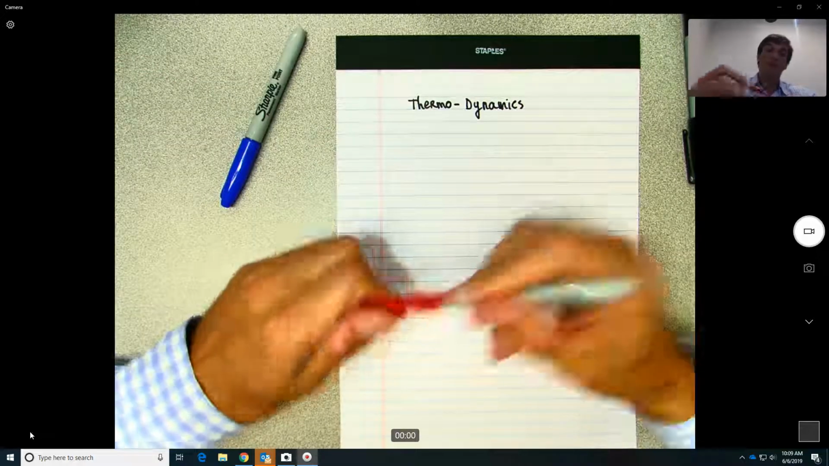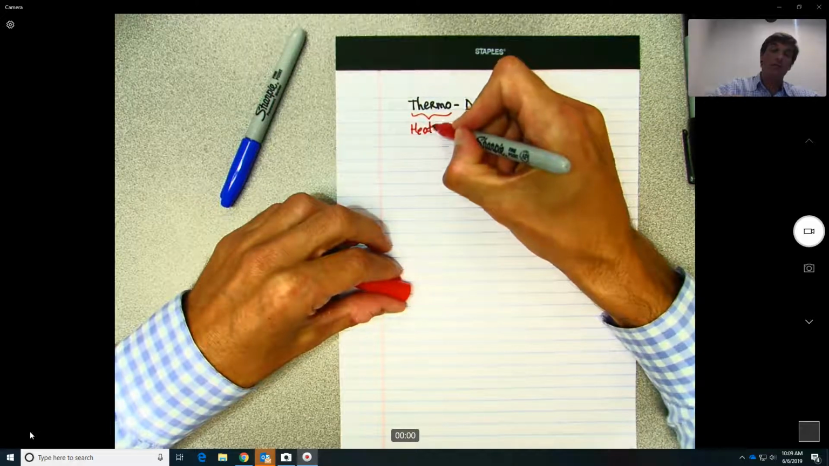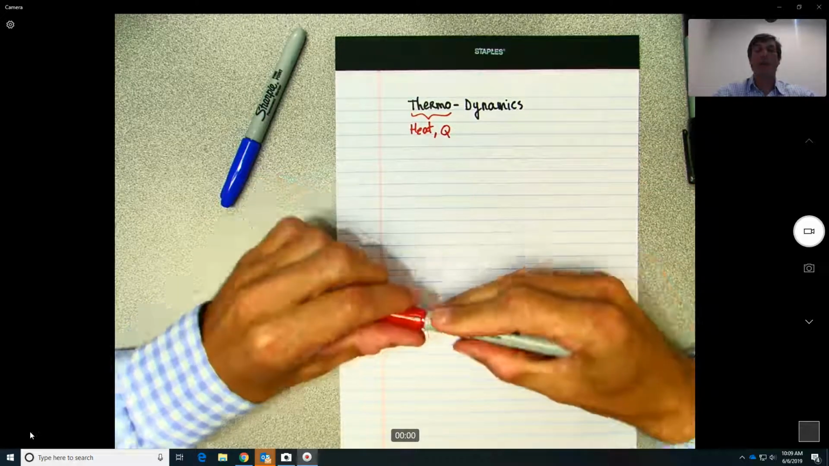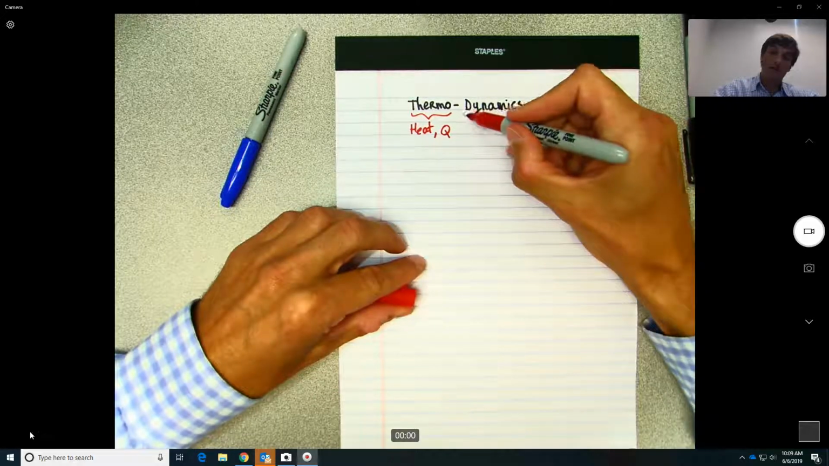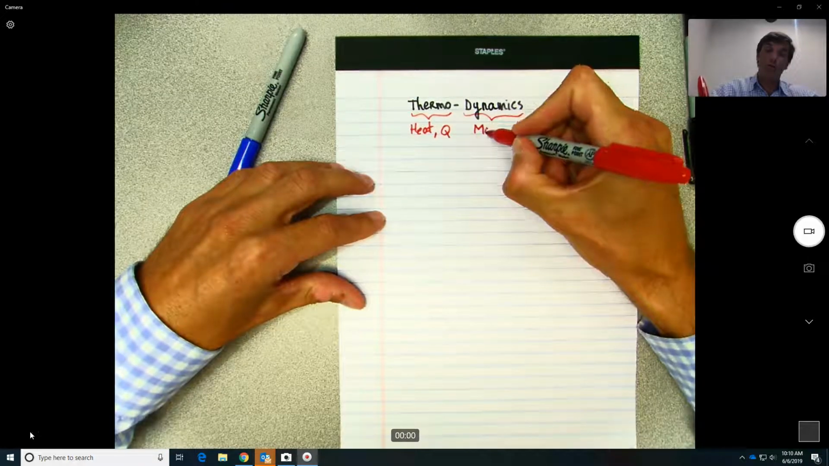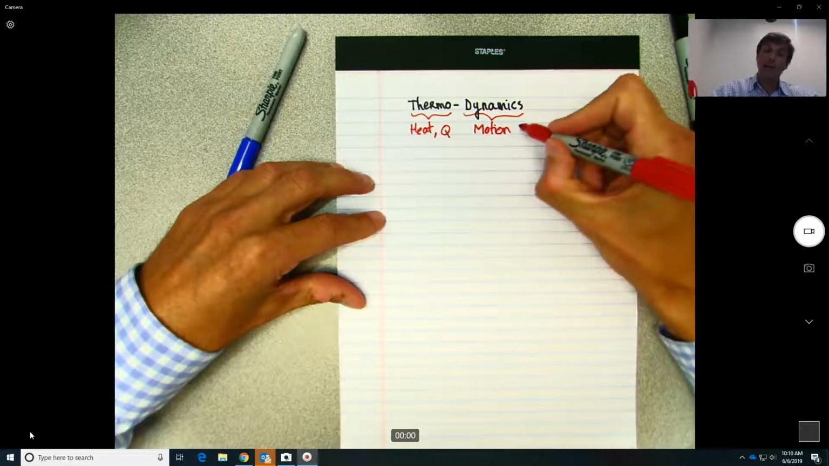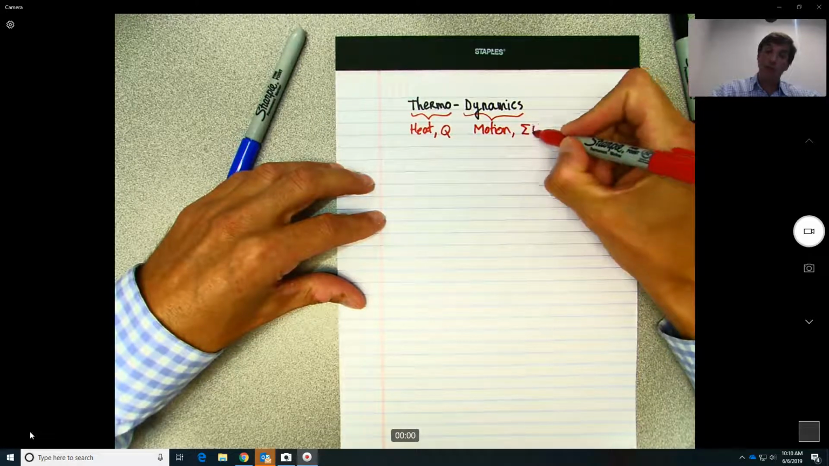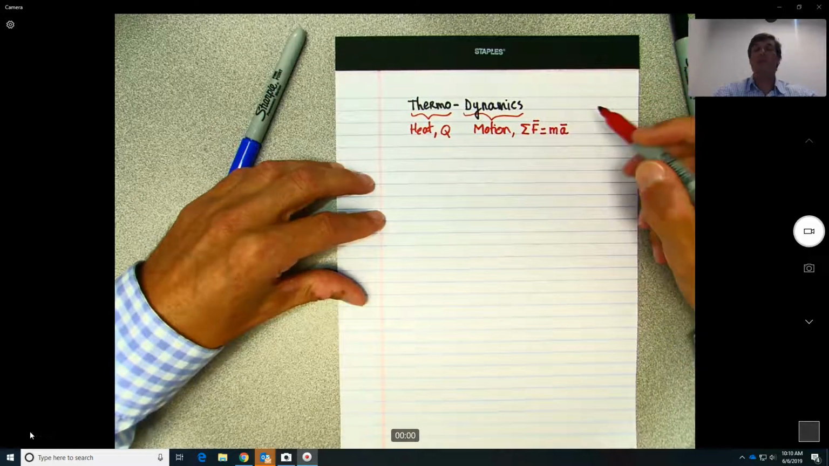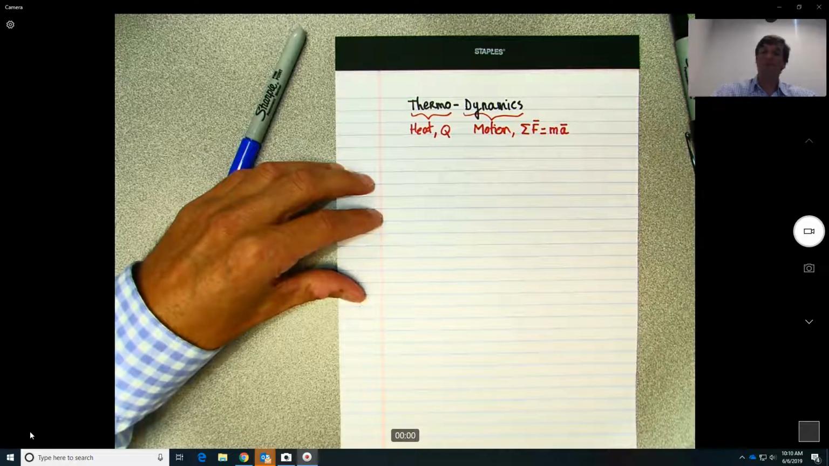So thermo, this first term, is related to heat, which you will see later on is generally defined by the letter Q. And dynamics is basically the study of motion. But basically, if you needed to give one equation for dynamics, that equation would be the summation of forces equals ma. And you will see that the starting equation for all the derivations will be that one.